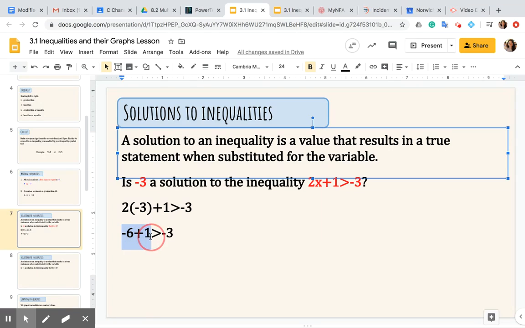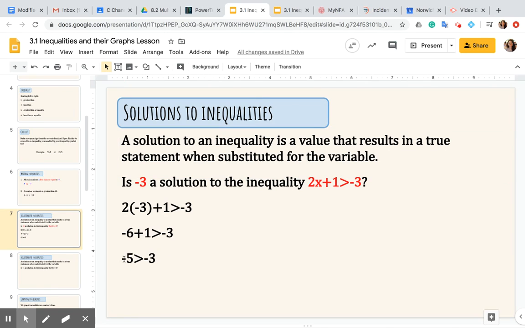Last but not least, I'm going to add these. -6 plus 1. If you do this in your calculator, you should get -5 is greater than -3. Okay, so I've got it down to one number on the left, one number on the right. Now I want to read this statement and see if it's true. This is saying, if I read it left to right, -5 is greater than -3.